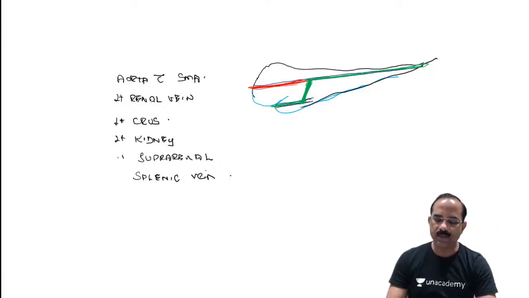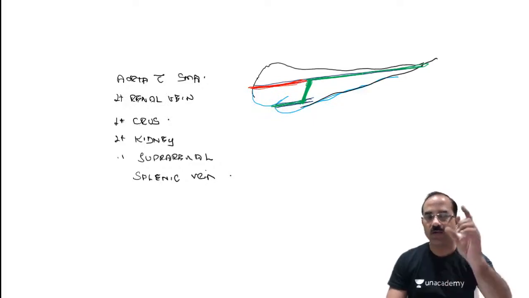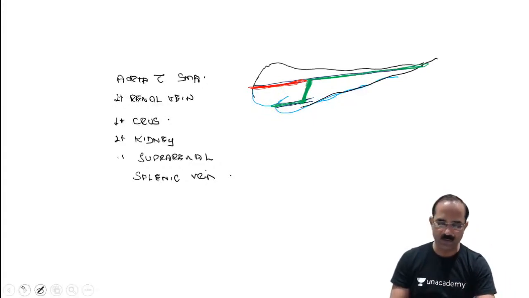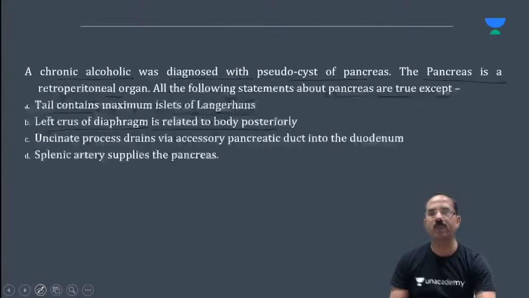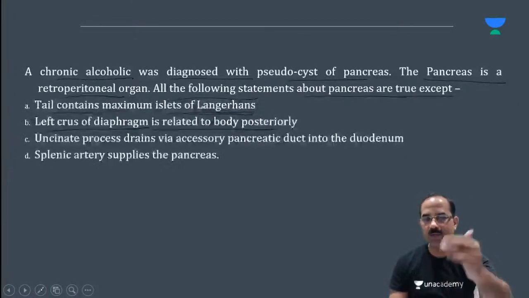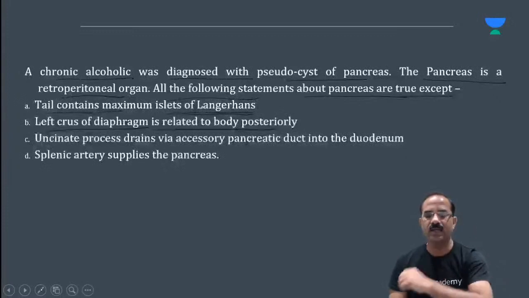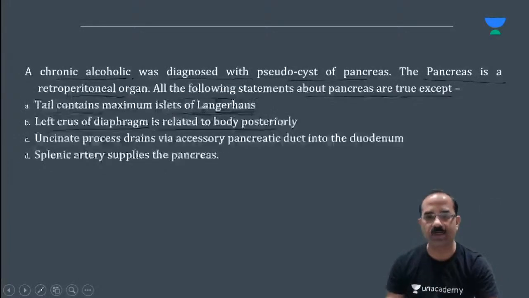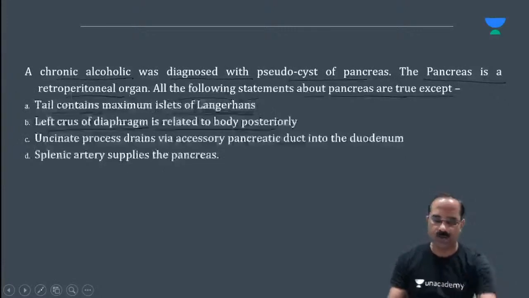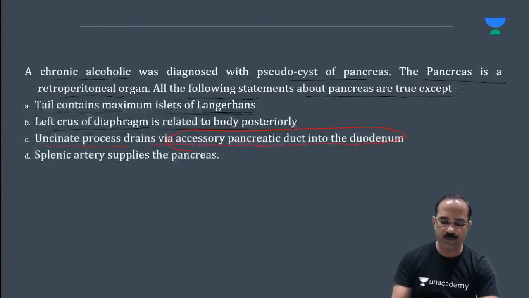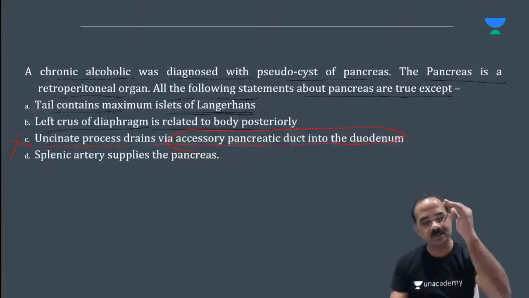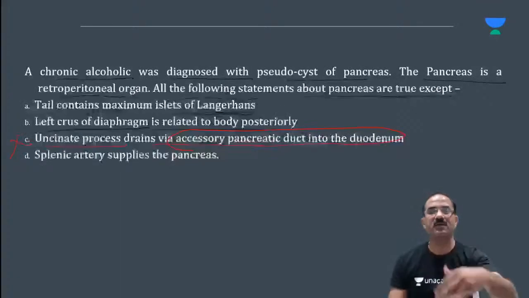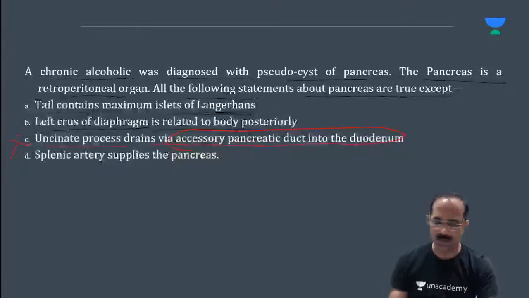The accessory pancreatic duct is known as the duct of Santorini. And where does this open? This opens at the minor duodenal papillae, 6 to 8 centimeters from the pylorus. I hope this is clear to all of you. So "uncinate process drains via the accessory pancreatic duct into the duodenum" is wrong. Is that clear? The accessory pancreatic duct drains via the minor papilla, and the uncinate process of the pancreas drains via the main pancreatic duct.